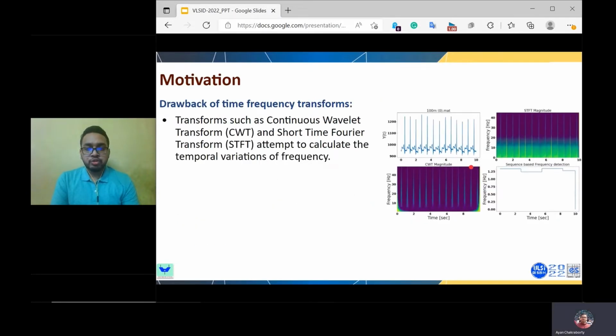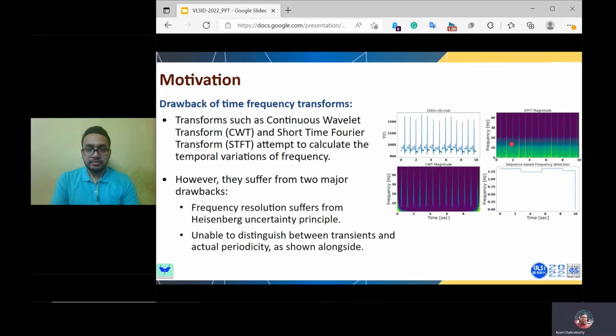One alternative approach to calculate the frequency variation is by using time frequency transforms. For example, the wavelet transform and the short time Fourier transform. However, these time frequency transforms also have several drawbacks. The first drawback is that they do not have sufficient frequency resolution. It is inherently limited by the Heisenberg uncertainty principle. The second drawback is that they are unable to distinguish between transient frequencies and actual periodicity.